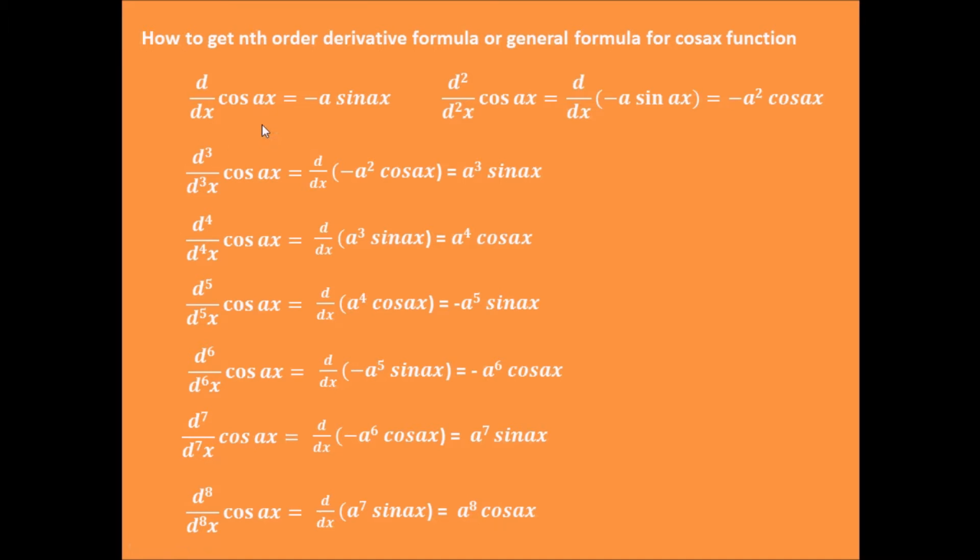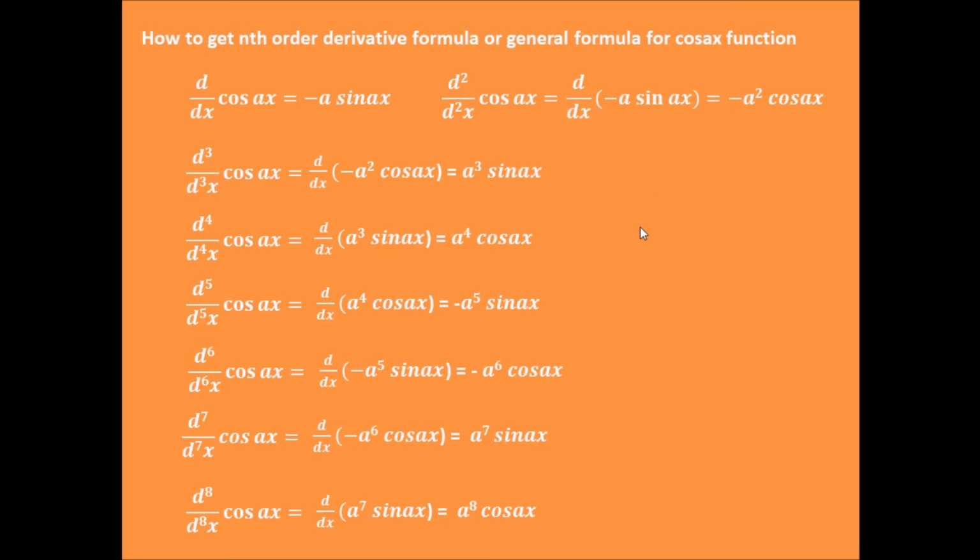The first order derivative of cosine ax equals minus a times sine ax, and the second order derivative is the derivative of the first order derivative function, so we get the second order derivative of cosine ax equals minus a squared times cosine ax. We can keep on doing as many orders of derivative as you like.